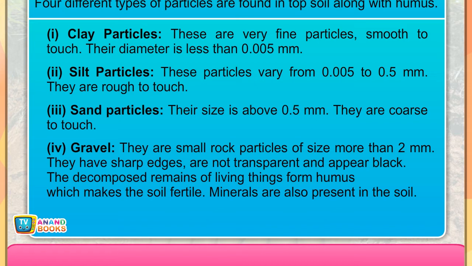Number 3. Sand particles. Their size is above 0.5 mm. They are coarse to touch. Number 4. Gravel. They are small rock particles of size more than 2 mm. They have sharp edges, are not transparent and appear black. The decomposed remains of living things form humus, which makes the soil fertile. Minerals are also present in the soil.